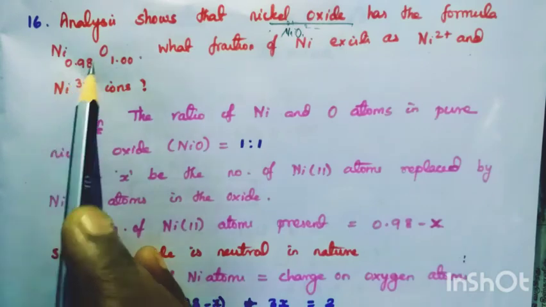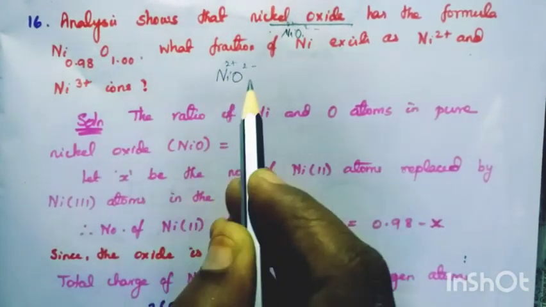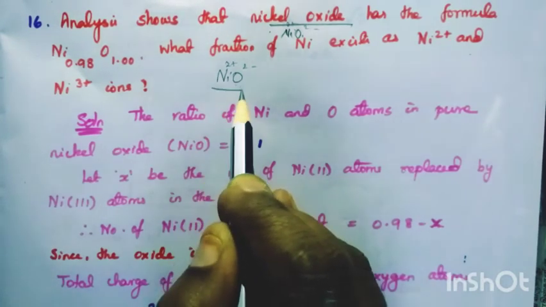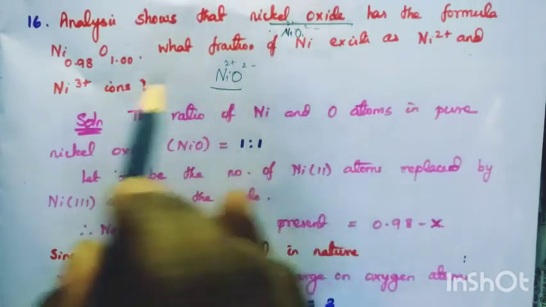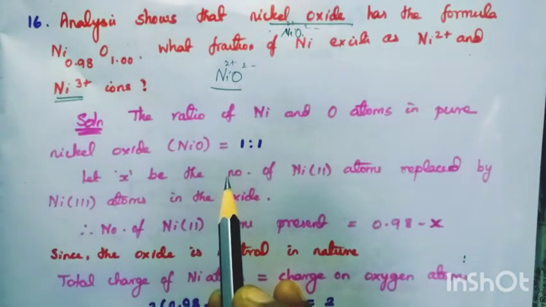That means actually if it is NiO, this is 2 plus and 2 minus. If both are present in 1, this is the formula. But in it there is a presence of nickel 3 plus.